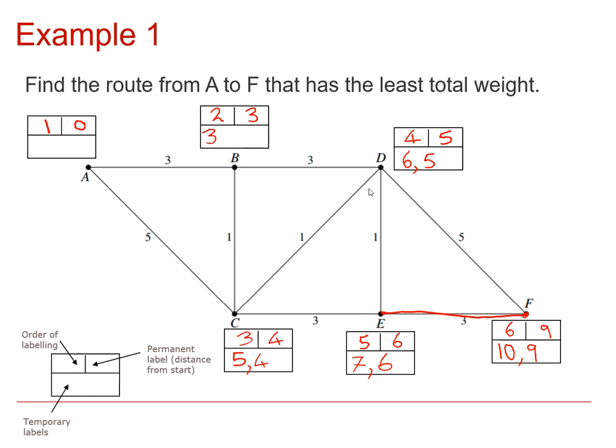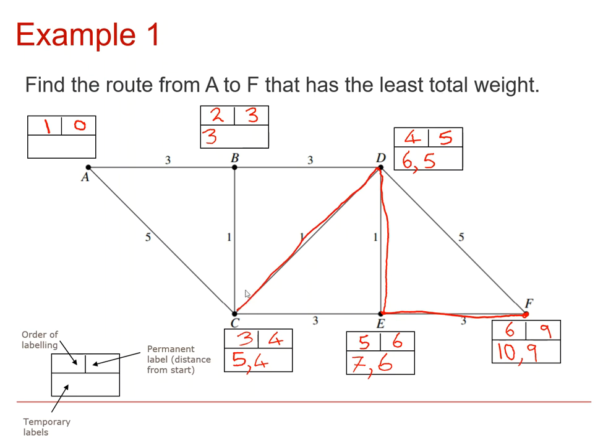So I'm either coming from here, 5 plus 1 to make 6. Yes, that seems to work. Let's just check here. 4 plus 3 would be 7. That doesn't work. So this is clearly the way that I came to get to E. I came from D. Okay, here I've either got 3 plus 3 to get 5. No. Or 4 plus 1 to get 5. Yes, that works. So I definitely came that way.